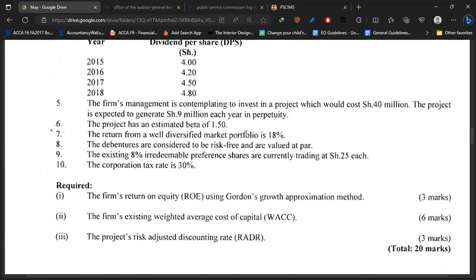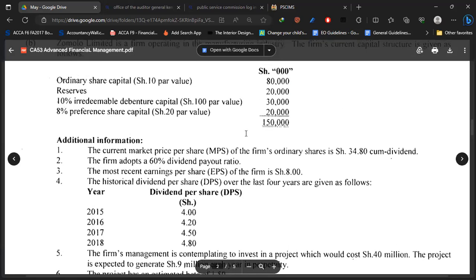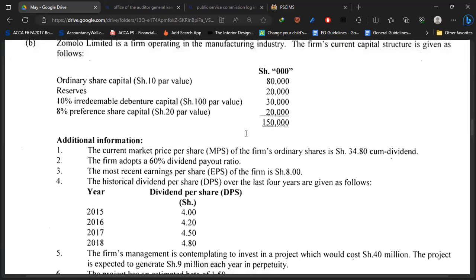I just want us to understand that when we are dealing with WACC, it means we have to be dealing with the existing capital structure of the organization. We just need to analyze how this organization operates. You don't need to go beyond that. In this one, they are telling us it normally uses the ordinary share capital, the redeemable debentures, and then the preference share capital.